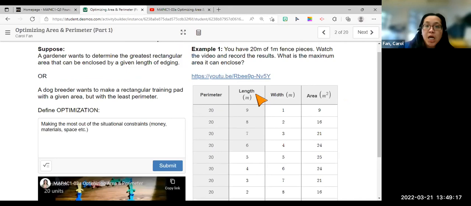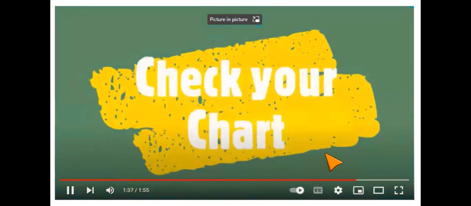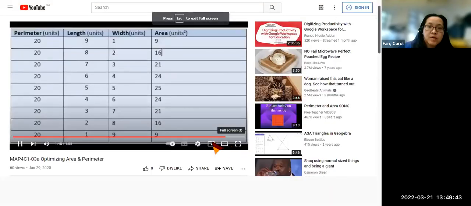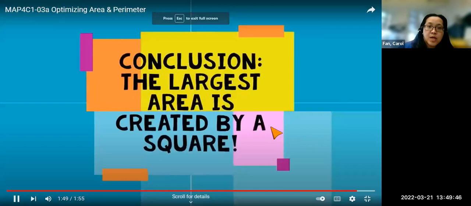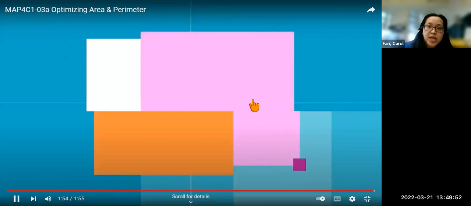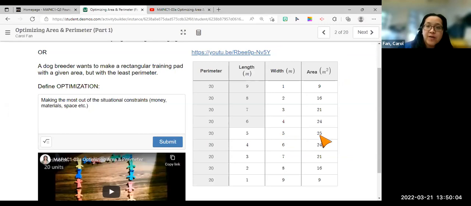Okay, so we've taken 20 meters of fencing and we have put it into different configurations where we had a different shape rectangle and different areas. Okay, so this is the chart that we just created. So the conclusion is the middle one that gave us the largest area was the square. Length of 5, width of 5, and our area gave us 25 meters squared.